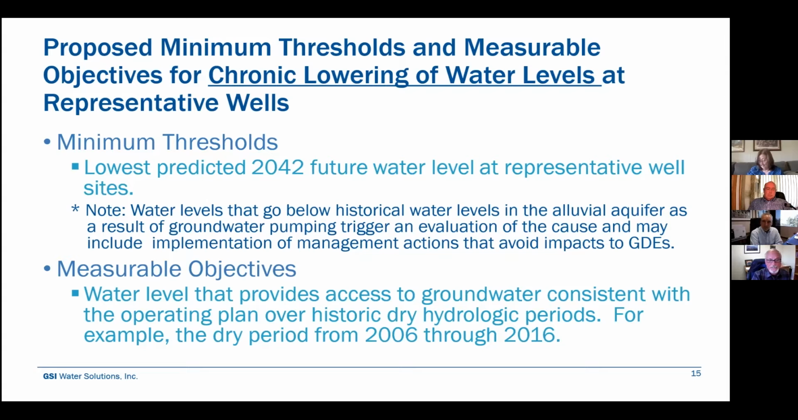The water budget work we did showed that, according to the operating plan, we pump to meet demand in 2042 and 2072, and we do not see chronic lowering of water levels. So again, we felt that's a reasonable threshold. Could we pump more? Probably so. The measurable objective is the target where we want to maintain water levels. We basically said it's a water level that provides access consistent with the operating plan over the historic dry periods, for example, the dry period from 2006 to 2016.